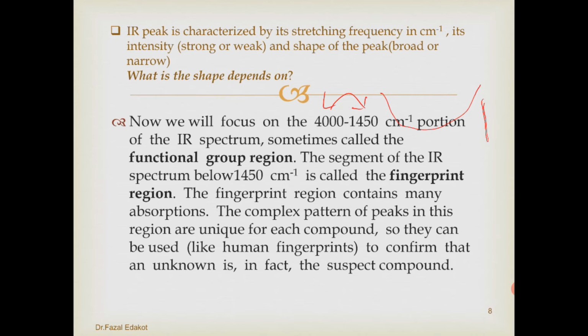So they can be used to confirm that an unknown is in fact the suspect compound. You can't look at a single peak in this particular region, that is below 1450. You need to take a few peaks together, and that will give an idea about the compound. So below 1450, it is quite complex, whereas the 4000 to 1450 portion will give a very definite, clear peak for the functional group. So fingerprint region is an important term.